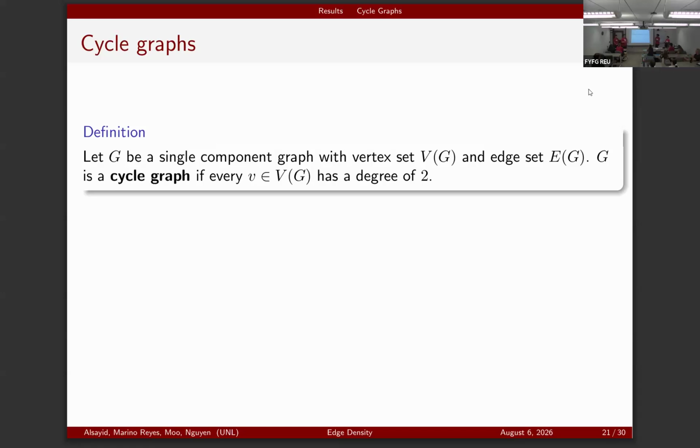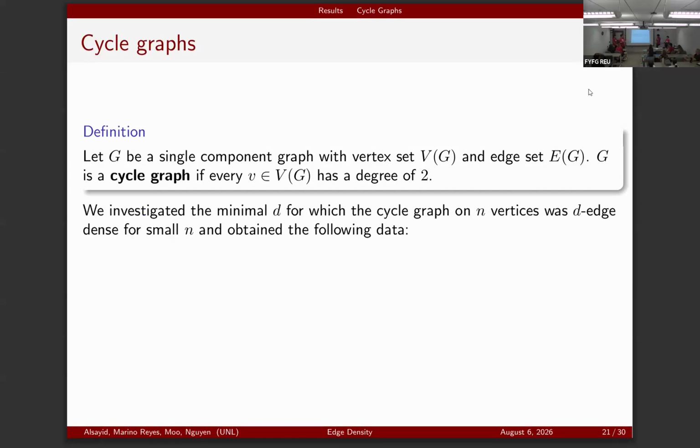So moving on from flower graphs, our goal was to still just try to find as many minimum edge densities as we can for as many different graphs. And a graph that we have been looking at are cycle graphs. So if you let G be a single component graph with a vertex set and an edge set, then G is a cycle graph if every vertex in this vertex set has a degree of 2. So think of your triangle. Add a vertex, you get a square. Add a vertex, you get a pentagon, and so on.